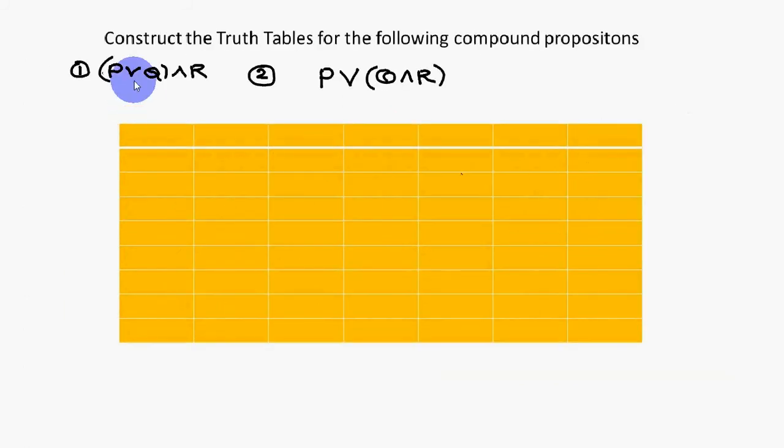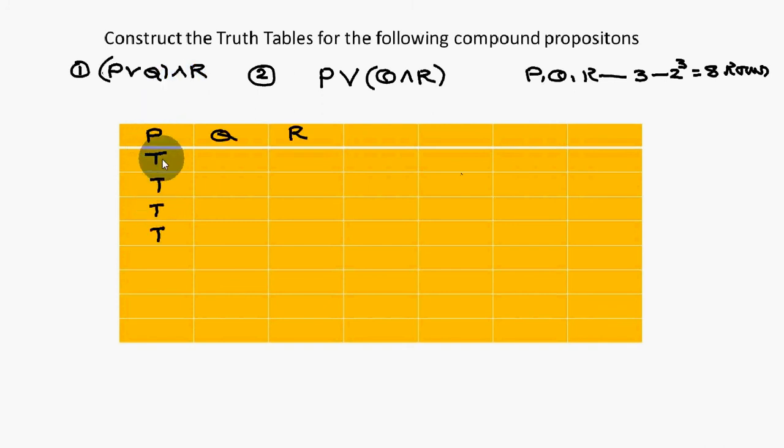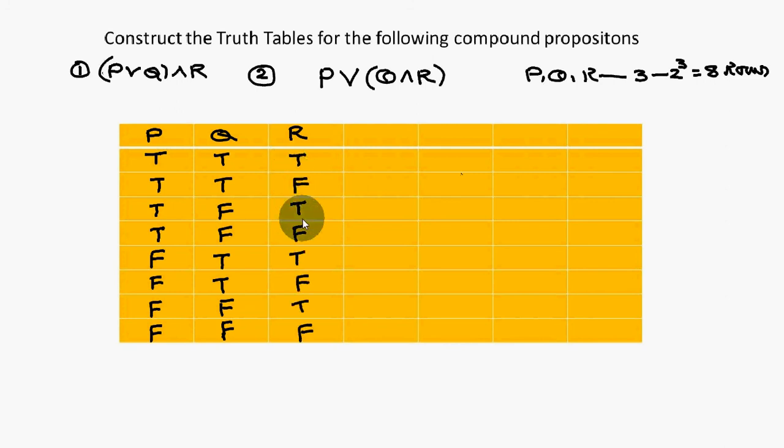Now we will go for one more problem. Construct the truth tables for the following compound propositions. Here three statements are there, therefore the number of rows is 2 cubed, that is 8 rows. P will be 4 truths, 4 falses. Q will be 2 truths, 2 falses, again 2 truths, 2 falses. And R alternately true and false.